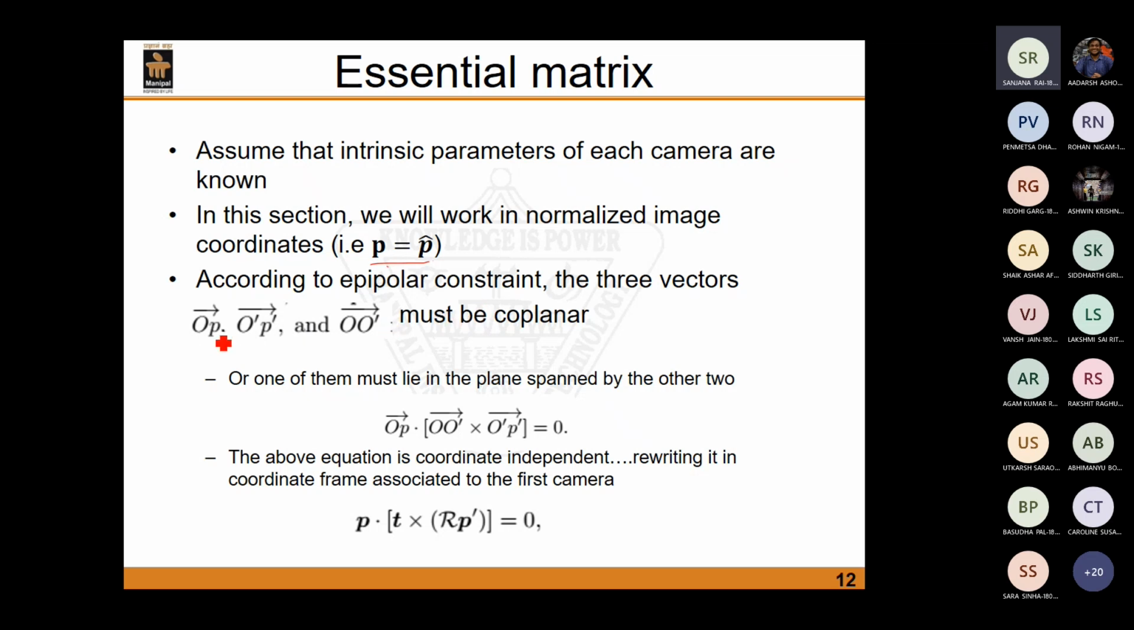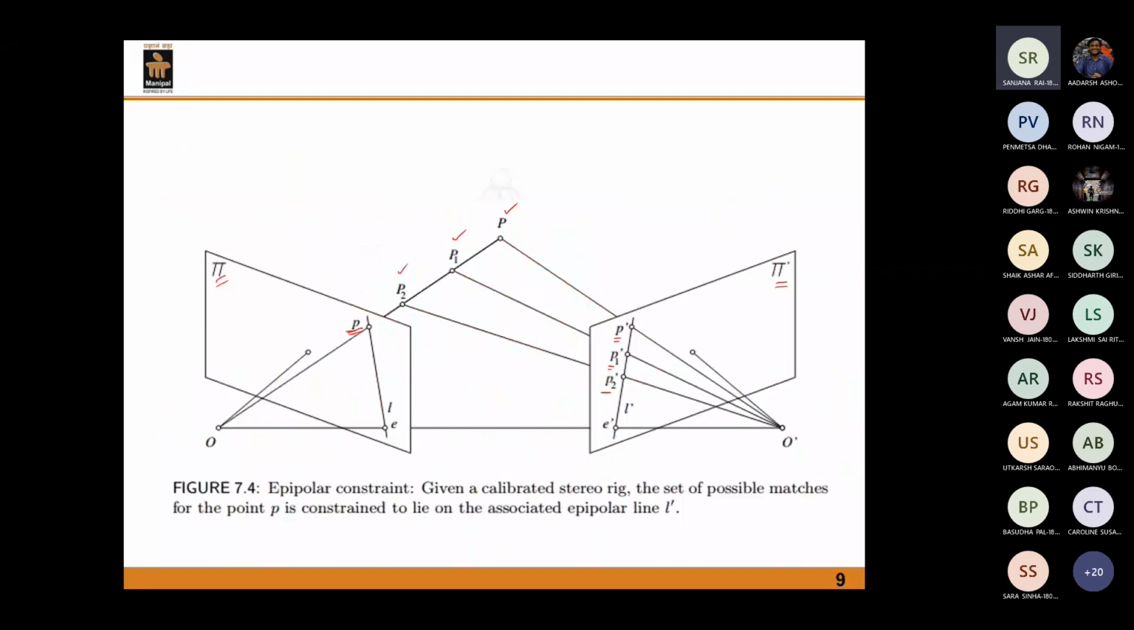So you have OP, which represents the line joining the camera center O with the image point P. Then you have the line joining the optical center O dash with the image point P dash, and then another line, which is the baseline. So O O dash stands for the baseline. Given these three lines, let me show that over here. I have this baseline, this is my OP, and here is the O dash P dash line.